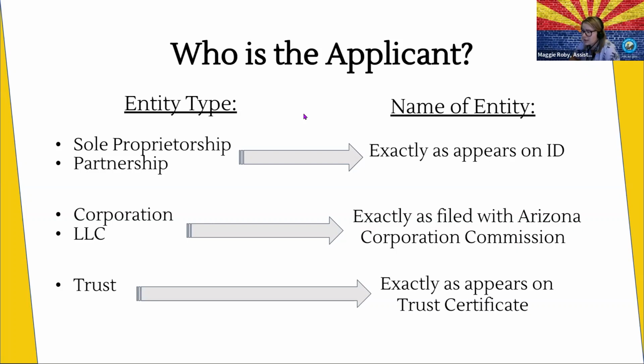If you are applying as a corporation or an LLC, then you will want your application to include your name as it appears on the Arizona Corporation Commission. And then if you are applying as a trust, then we are going to look for that name on the application to match as it appears on the trust certificate.